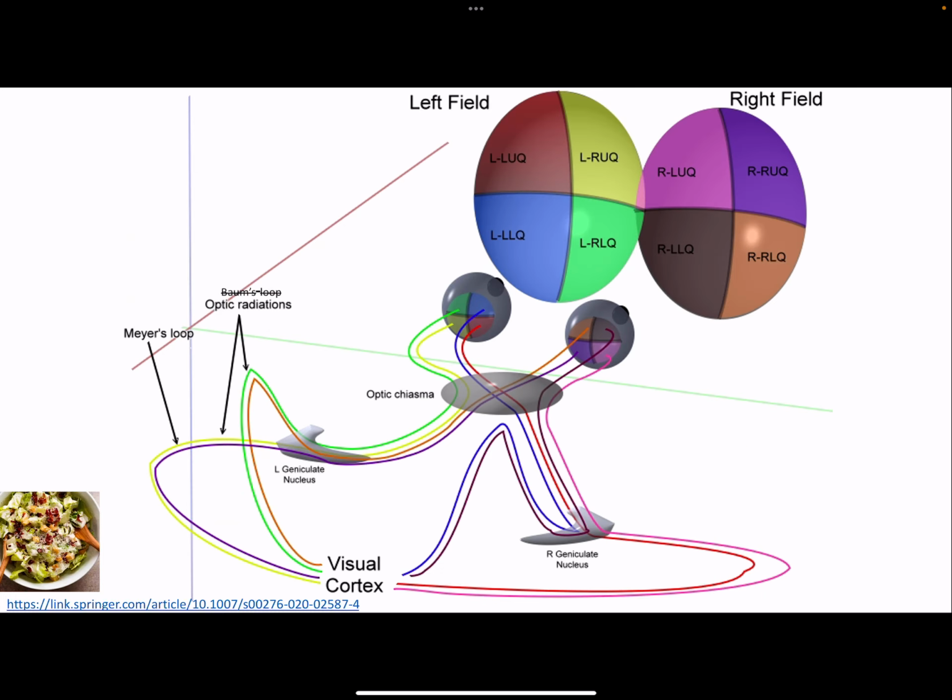We said that after the lateral geniculate nucleus, we get these optic radiations, which are going to go to the parietal lobe, and these Meyer's loops, which are going to go to the temporal lobe. And some people call this Baum's loop, but there's kind of an interesting article about how no one actually knows where the term Baum's loop came in.